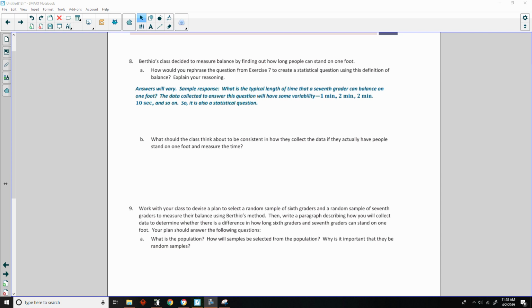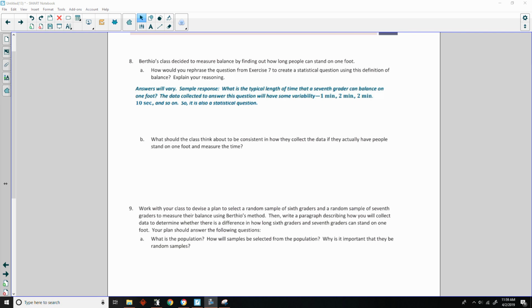A sample response could be, what is the typical length of time that a 7th grader can balance on one foot? The data collected to answer this question will have some variability: 1 minute, 2 minutes, 2 minutes 10 seconds, and so on. So it is also a statistical question.